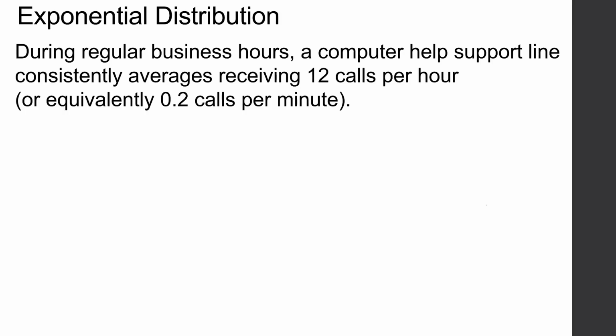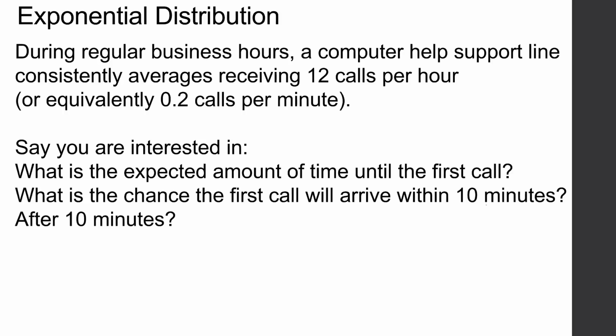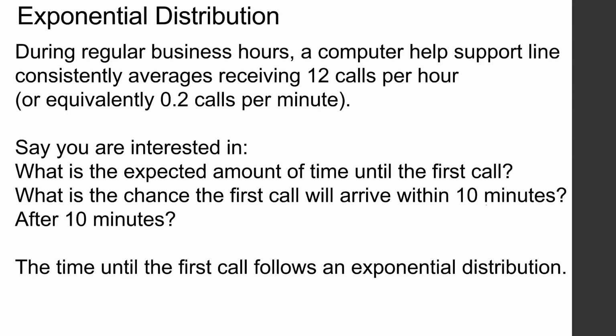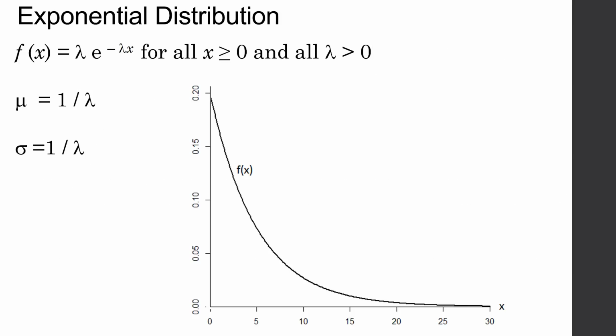So an example: during regular business hours, a computer help support line consistently averages receiving 12 calls per hour, or equivalently 0.2 calls per minute. Say you're interested in the expected amount of time until the first call and the chance that the first call will arrive within 10 minutes or after 10 minutes. The time until the first call follows an exponential distribution.